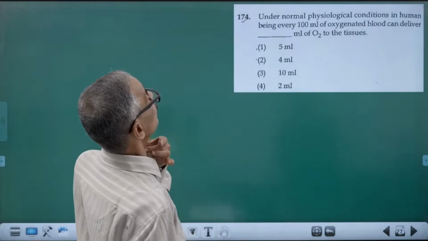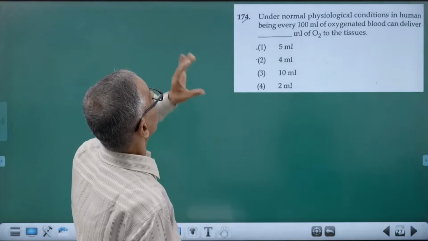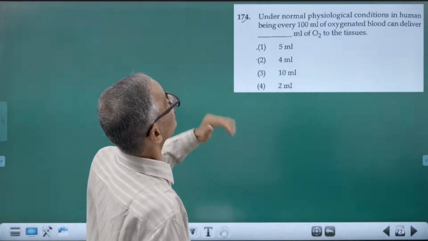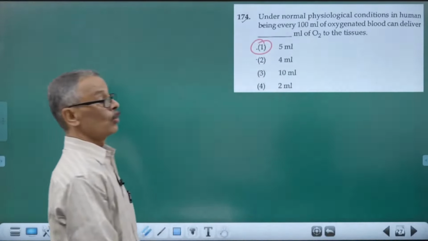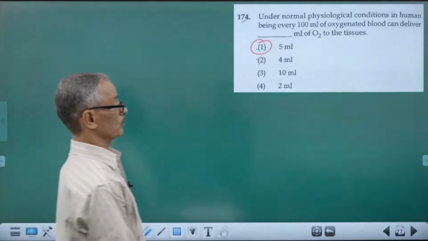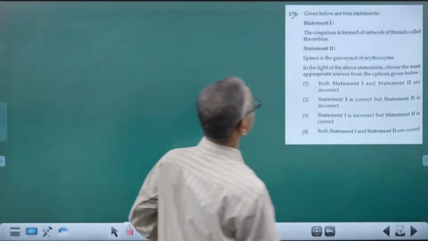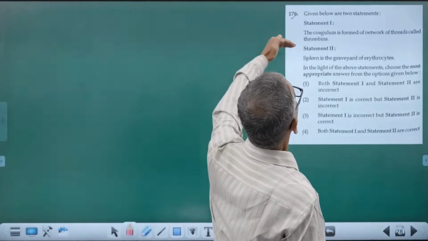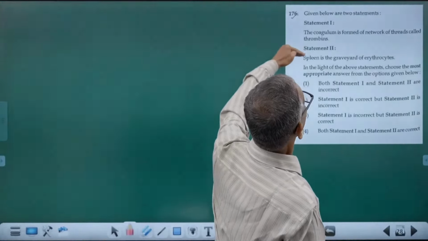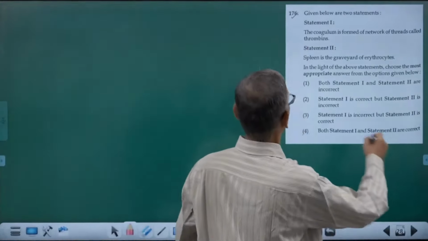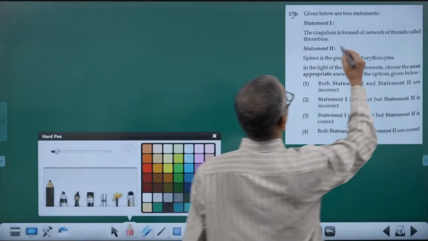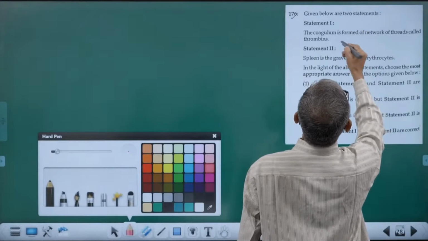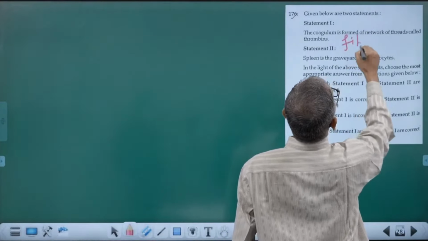Under normal physiological conditions in a human being, every 100 ml of oxygenated blood can deliver 5 ml of oxygen to the tissue. Coagulum is formed of a network of threads called thrombin. No, it is formed by fibrin threads. Coagulum is formed by fibrin threads.